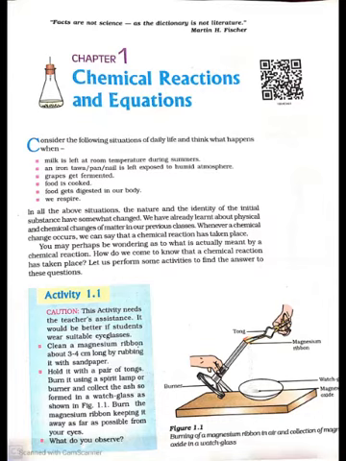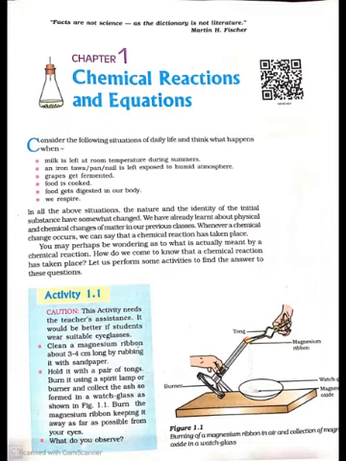Now, questions. Question 1. Why should a magnesium ribbon be cleaned before burning in air? Question 2. Write the balanced equation for the following chemical reactions. First, hydrogen plus chlorine gives hydrogen chloride. Second, barium chloride plus aluminium sulfate gives barium sulfate plus aluminium chloride. Third, sodium plus water gives sodium hydroxide plus hydrogen.